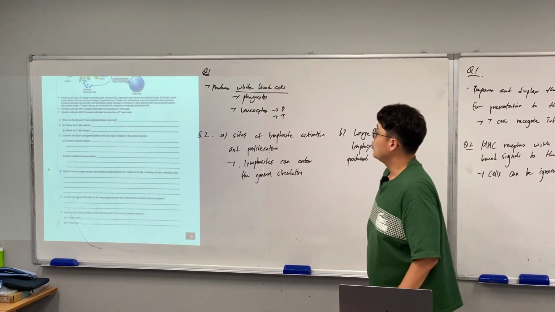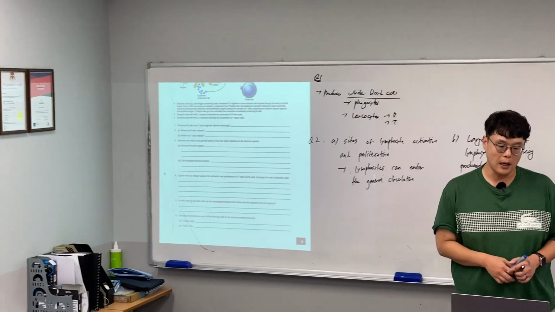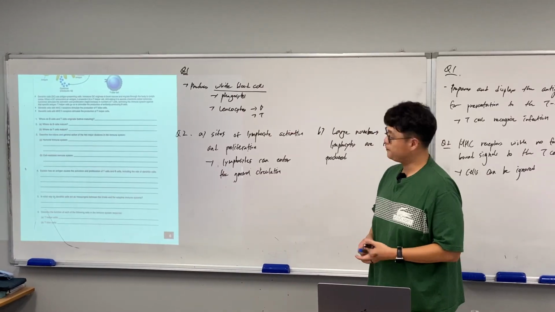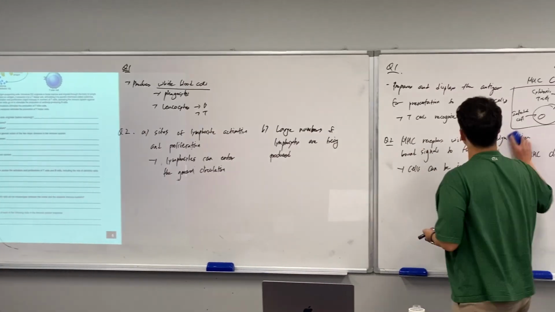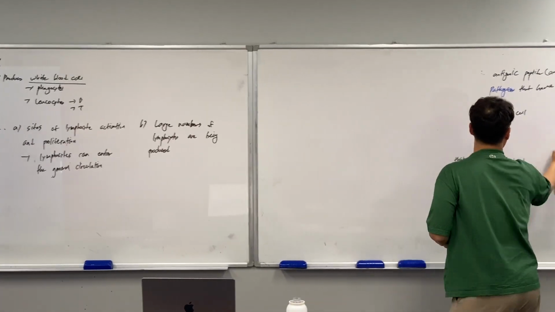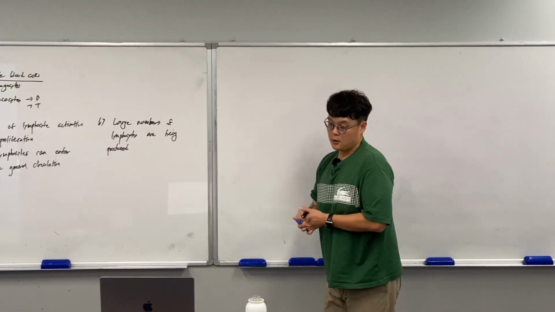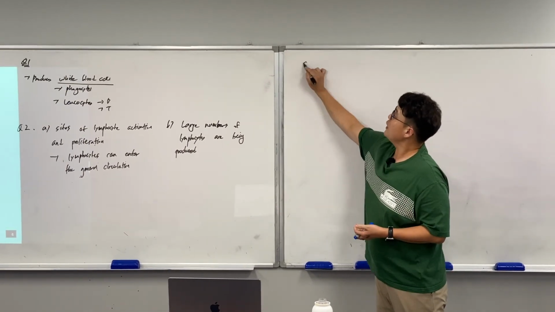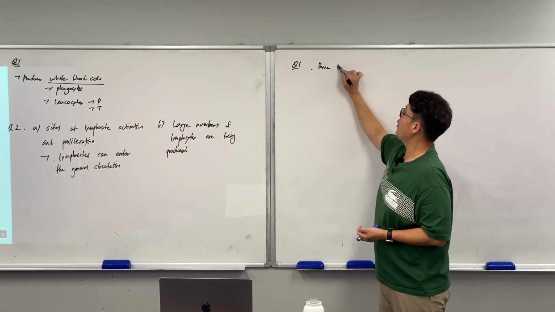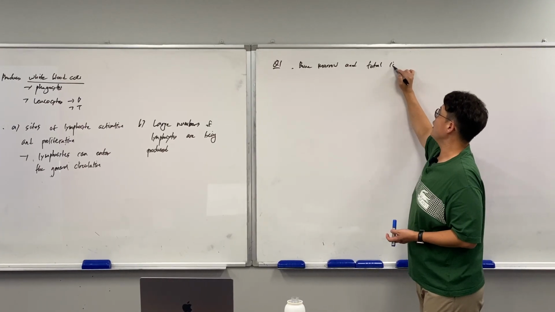Question 1. Where do B cells and T cells originate before maturing? They come from the bone marrow and also the fetal liver. The bone marrow and the fetal liver.